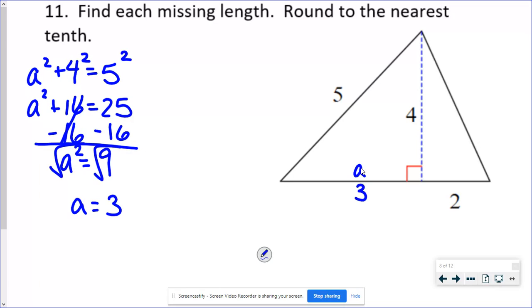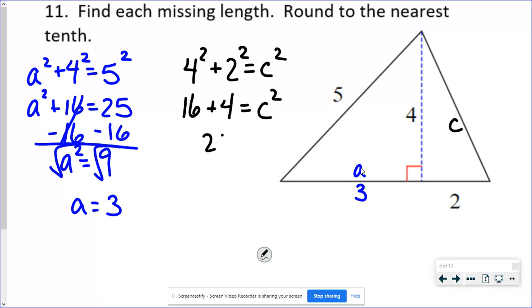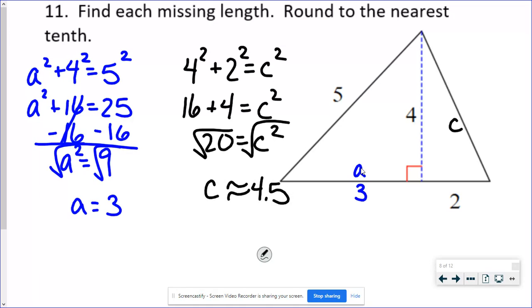Now that we've got that, we also want to find the side on the right, and that is going to be the hypotenuse in that triangle. So we're going to find this C over here. So the 4 and the 2 are my legs. So 4 squared plus 2 squared equals C squared. 16 plus 4 gives me 20 for C squared, and then we'll do the square root on both sides. This one does have to get rounded. That's about 4.5.